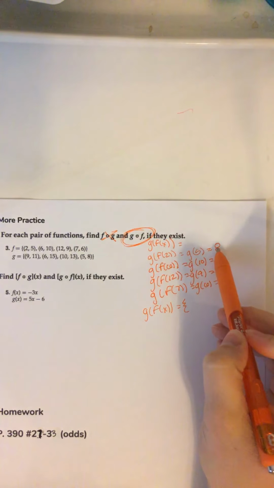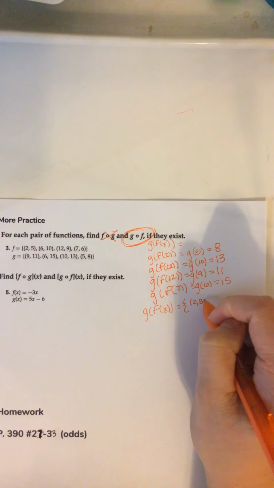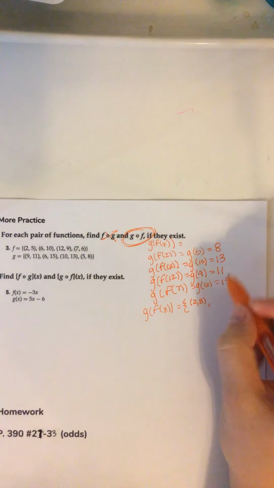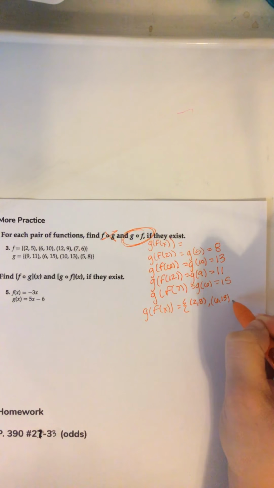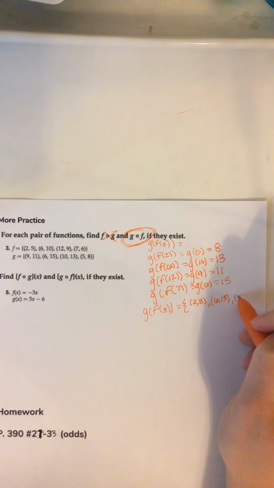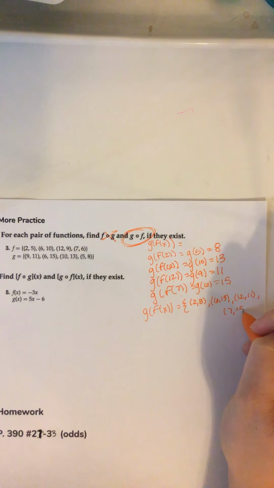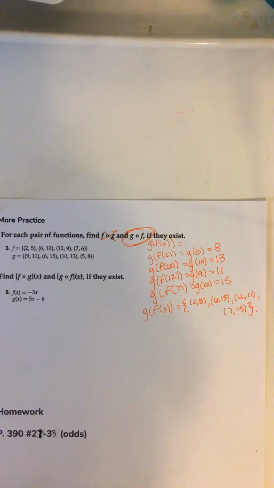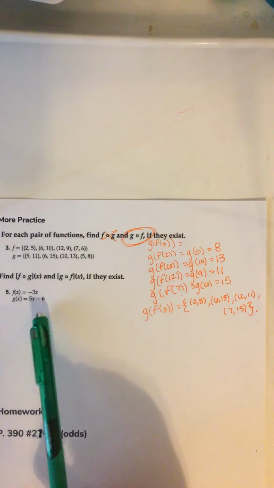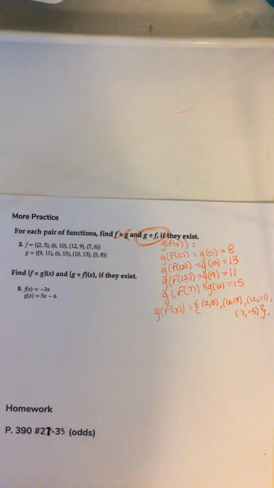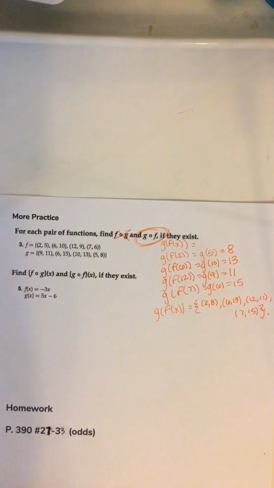So my final answer for g of f of x is going to be the list of ordered pairs: 2, 8; 6, 13; 12, 11; and 7, 15. And that would be my answer there. And again, we're going to focus more on these function ones like this down here, but that's how you would do it with ordered pairs.